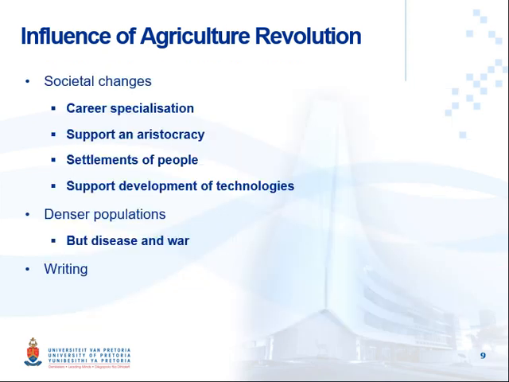An increase in the world population was not the only influence of the agricultural revolution. Social changes such as specialization of labor, support of aristocracy, people settling, and the possibility of cities, due to food surpluses, created support for technology development. But having more population and settlement in cities also resulted in disease and war, and of course, very important, we can't forget about writing, which is another important impact of the agricultural revolution.